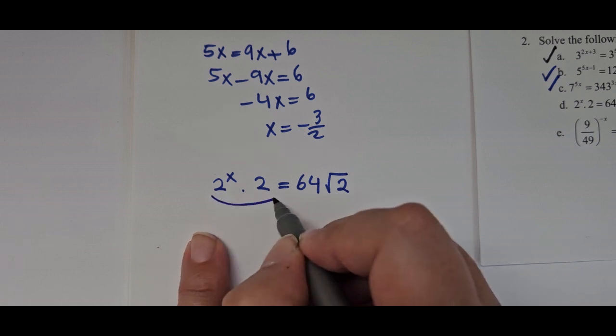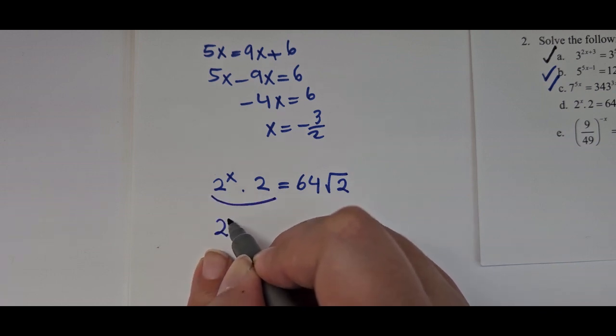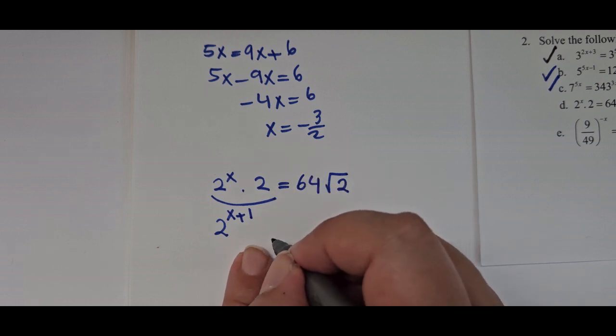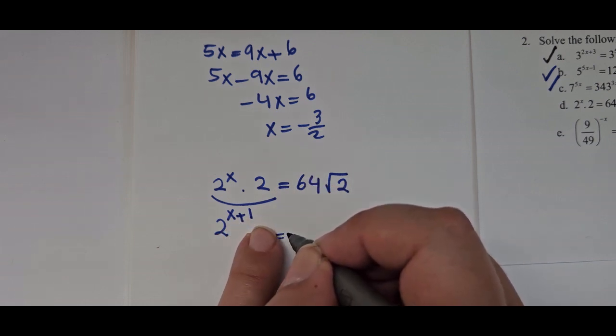So on this side, let's start by simplifying. The base is the same, so I'm going to use the rules of exponent. This will turn into 2 to the power x plus 1.